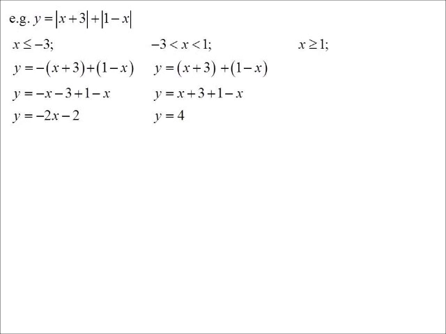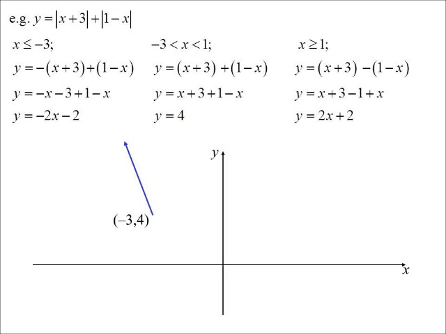And then let's have a look at what happens if I pick a number that's bigger than 1. x plus 3, positive. 1 minus x, that one's negative, so this would be minus 1 minus x. So for that section, I'd be drawing y equals 2x plus 2. And so now I know what that graph will look like. So there's the first bit going up to x is minus 3. Then in between minus 3 and 1, we've just got the straight line. And then after 1, we get the line y equals 2x plus 2. So we get that interesting shape.